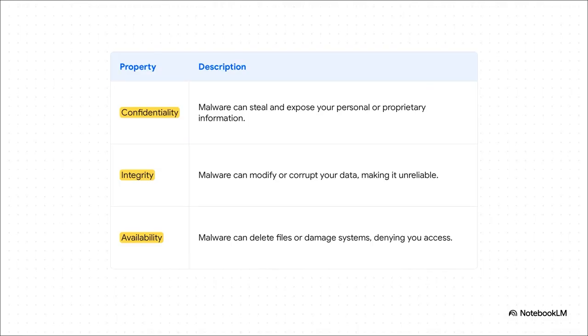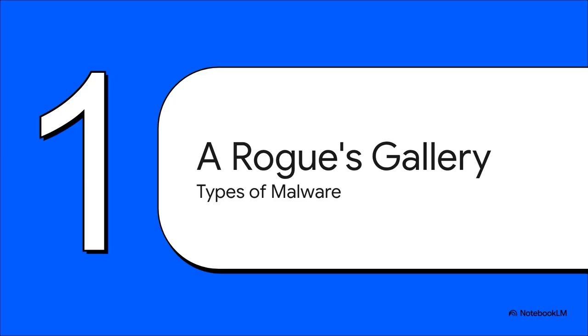So when this stuff gets in, what's actually on the line? Well, it really targets the three big pillars of digital security. First, your confidentiality. It's trying to steal your secrets, your private info. Second, your integrity. It can actually change or scramble your data, making it totally useless. And third, availability. It can just lock you out of your own files, or even bring your whole system crashing down.